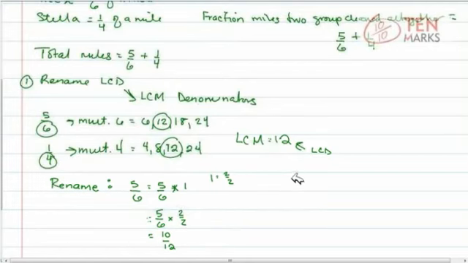Now let's rename 1/4. All right? And to do that, we're going to take 1/4 times 1. And here, to get 4 to equal 12, we need to multiply it by 3. So 1 whole would be 3 over 3. So we're going to take 1/4 times 3/3. When we do that, we get 3/12.